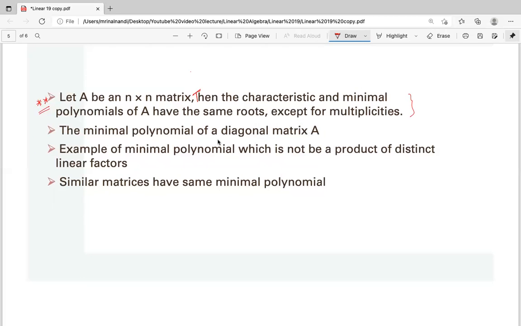The minimal polynomial of a diagonal matrix. What is the minimal polynomial of a diagonal matrix? That is easy. For a diagonal matrix, this is just the product of (x minus d_i), i equal to 1 to n, is it? But if the d_i are not distinct, then what happens?